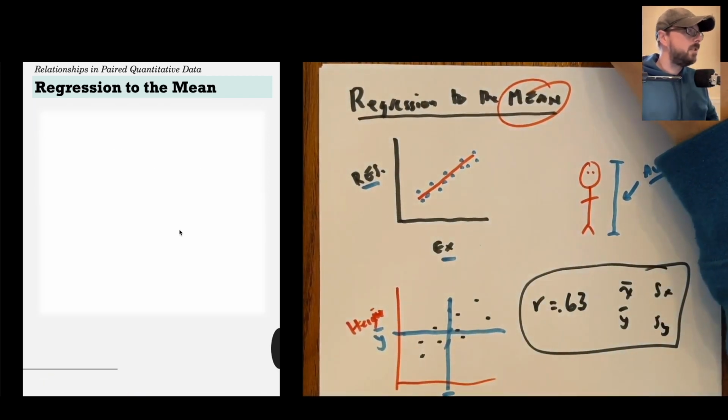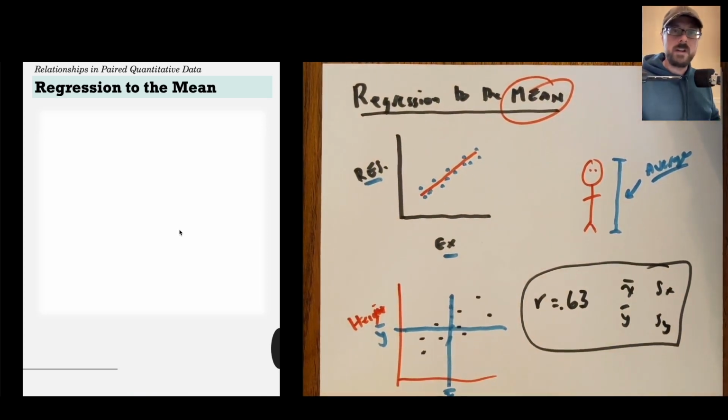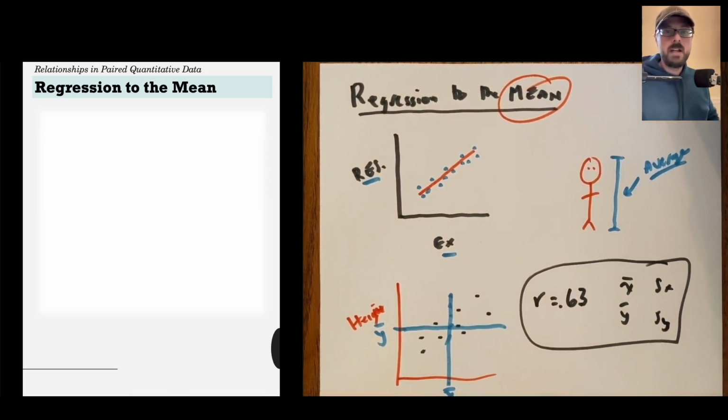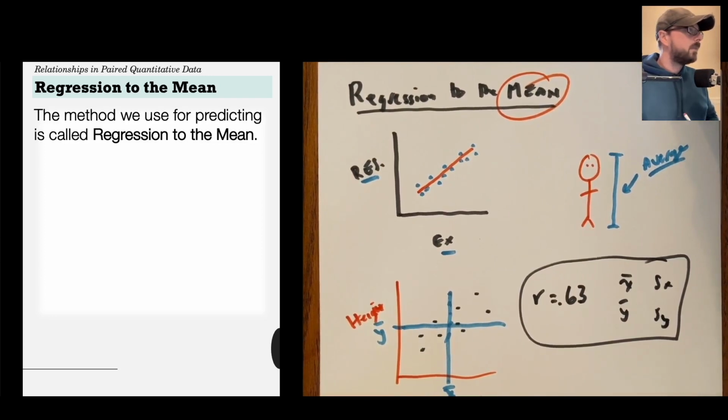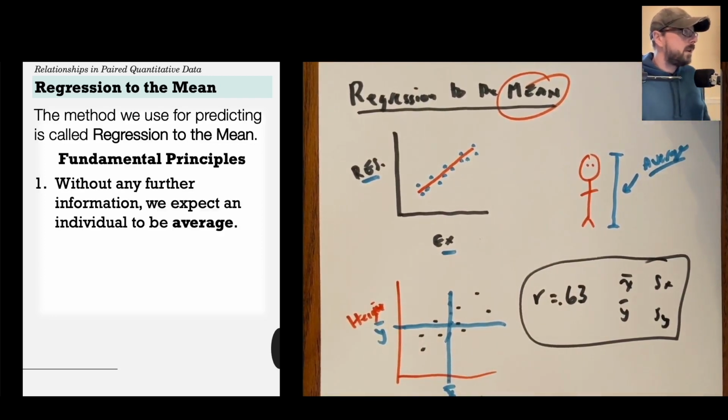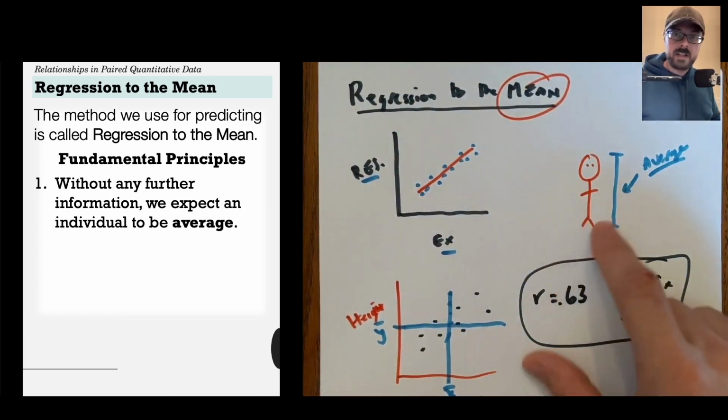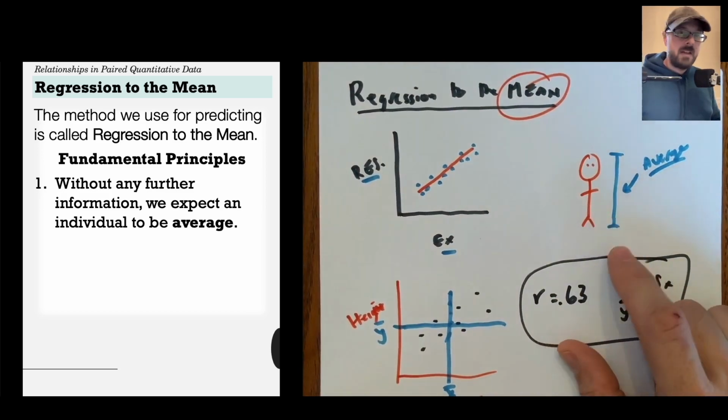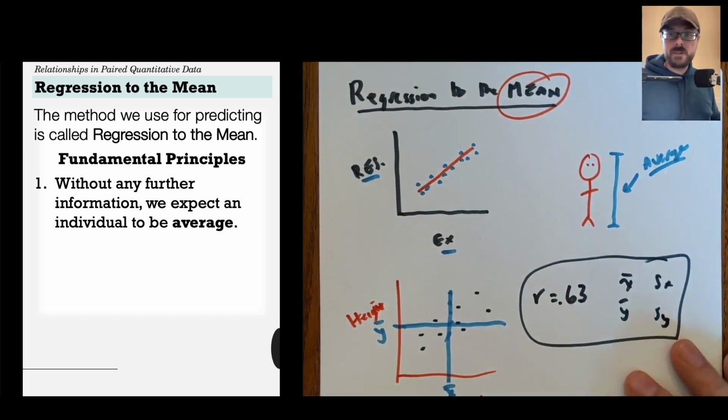So what does regression to the mean look like when we're actually doing stuff? Well, there's two key principles theoretically. When we're doing regression to the mean, the first fundamental principle is basically this: without any further information, we expect an individual to be average. Just like the student here I didn't know anything about. If I know nothing about you, I'm going to guess you're average.